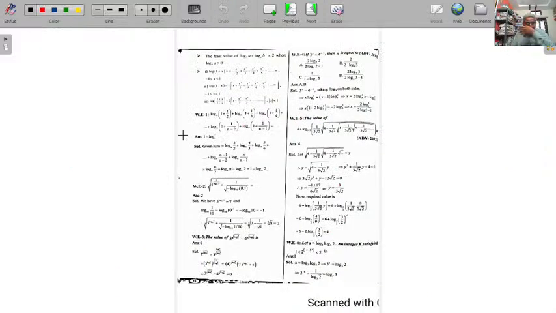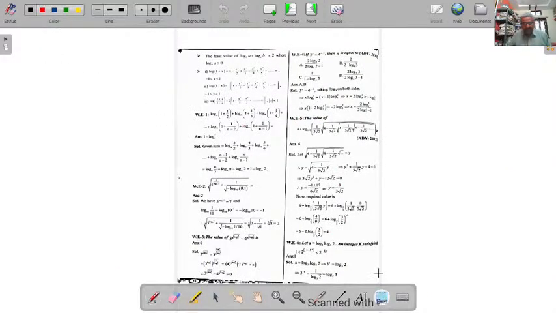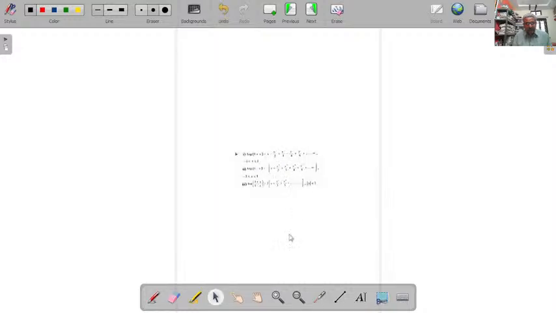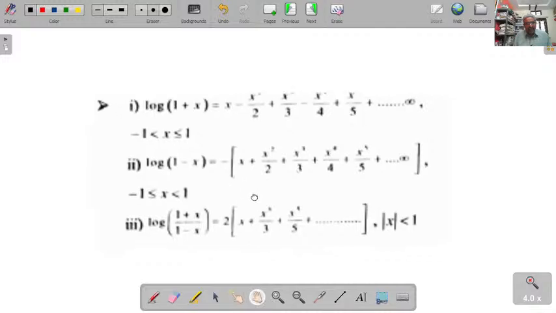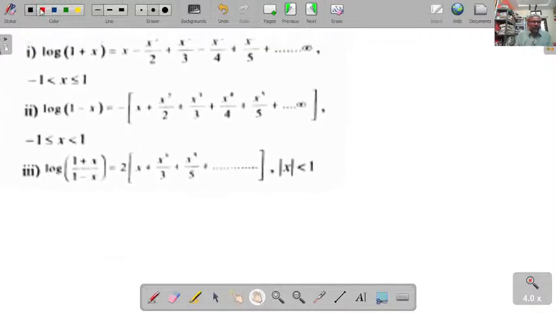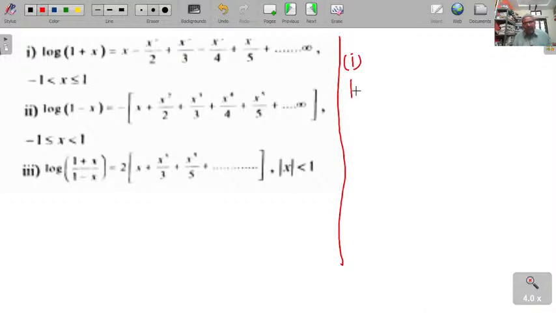Let us move to yet another concept now. These are very, very important concepts. Don't worry, I will write once again for your clarity. Here is an important series to be discussed: log of 1 plus x, to the base e only. This can be expressed as a series in terms of x, which is called a power series.